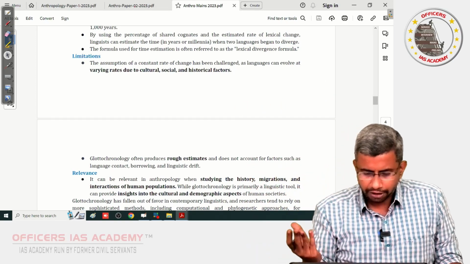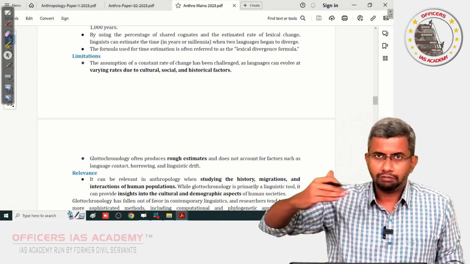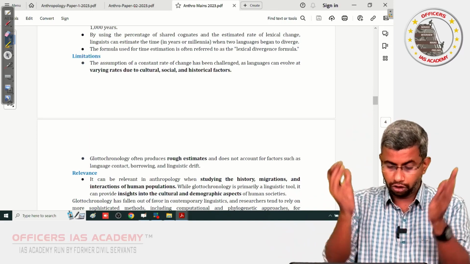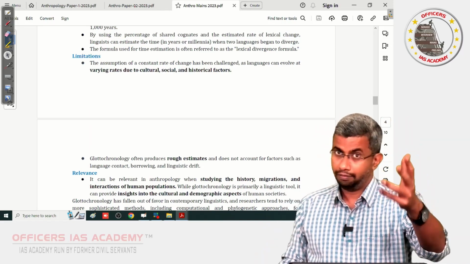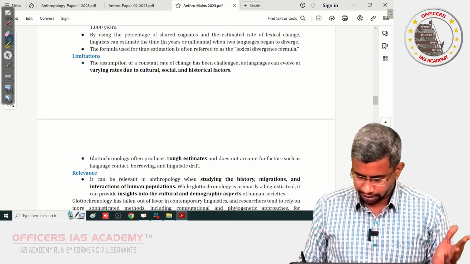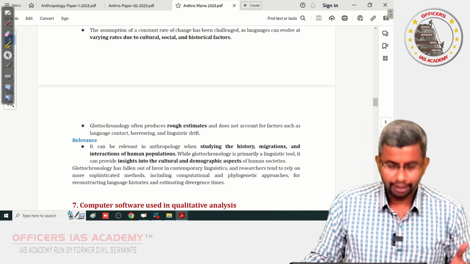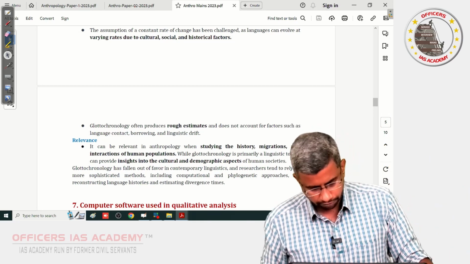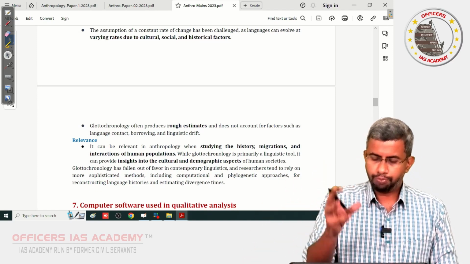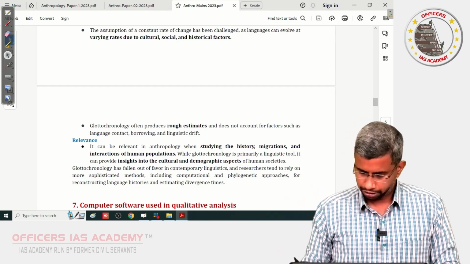But what are the limitations? The assumption of constant rate of change has been challenged because the rate of change itself may vary according to the cultural, social, and historical factors. It's rough estimates, and its relevance is in study of history, migrations, interactions, and all that. But it has fallen out of favor with contemporary linguists, and researchers tend to rely on more sophisticated methods, including computational and phylogenetic approaches for reconstructing language histories.